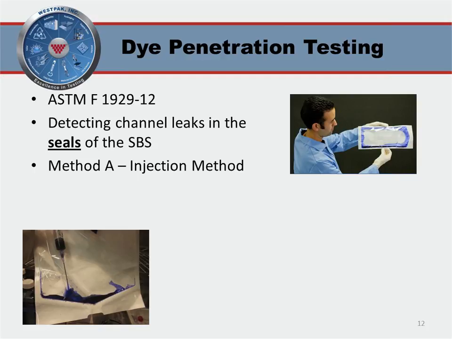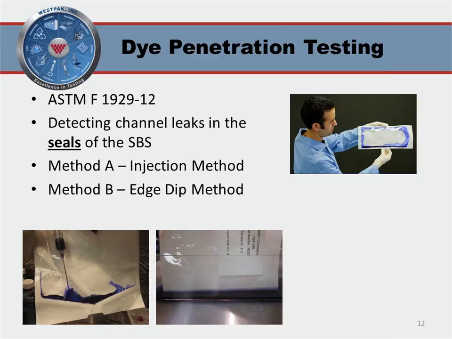With this method, your product is going to be exposed to the dye, so if you don't want that, you can use methods B or C, or B and C. With method B, this is the edge dip method. This is where you dip the edge of your seal into the dye, and if there are any channels or voids, capillary action will force the dye into them, exposing them as failures.